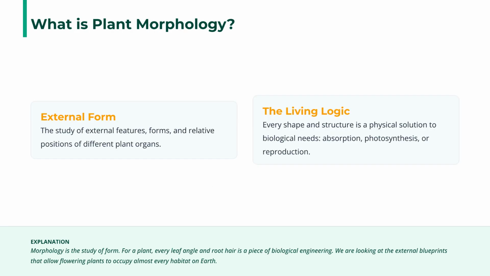Plant morphology is the study of external form and features. Every shape and structure, from the leaf angle to a root hair, is a physical solution to a biological need, such as absorption, photosynthesis, or reproduction.